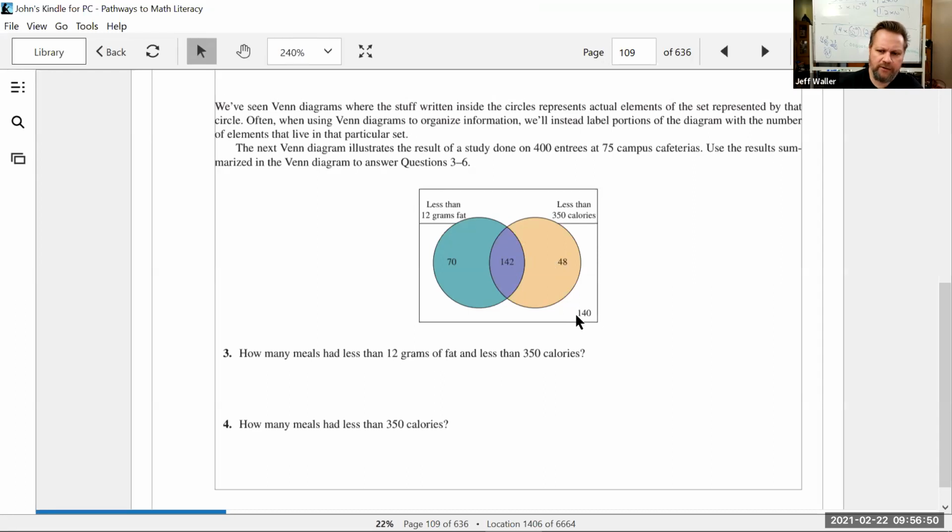What is up with these 140? What are these? What are these 140 meals doing out here? Do they match either of these descriptions? No. So therefore, they're the meals that had no. Do they have less than 12 grams of fat? No. So therefore, they have at least 12 grams of fat. Do they have less than 350 calories? No, they have at least 350 calories.